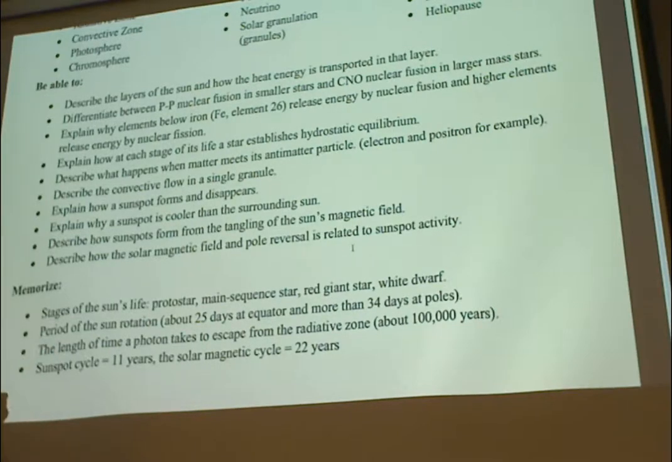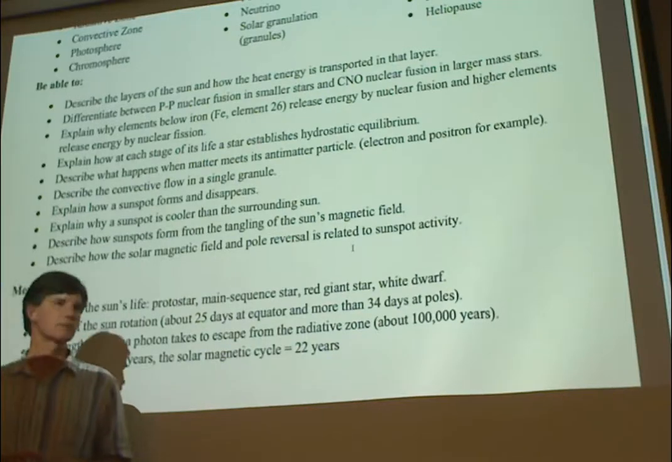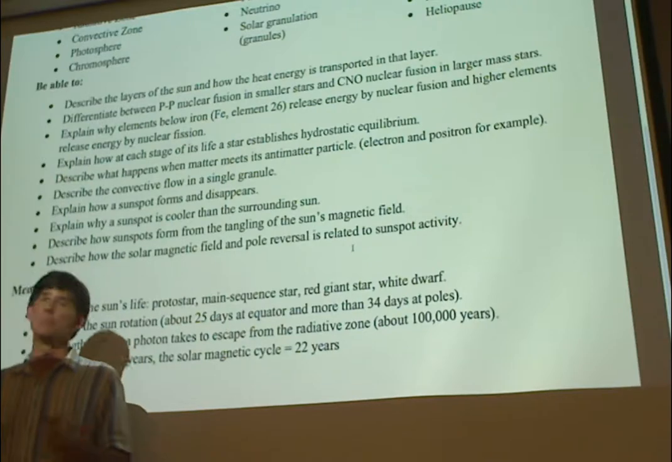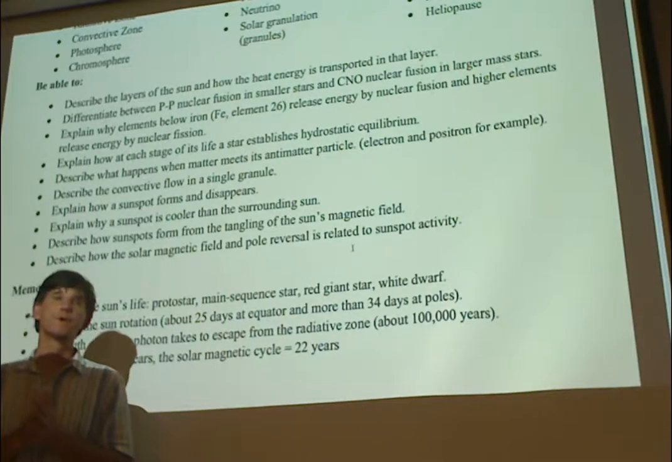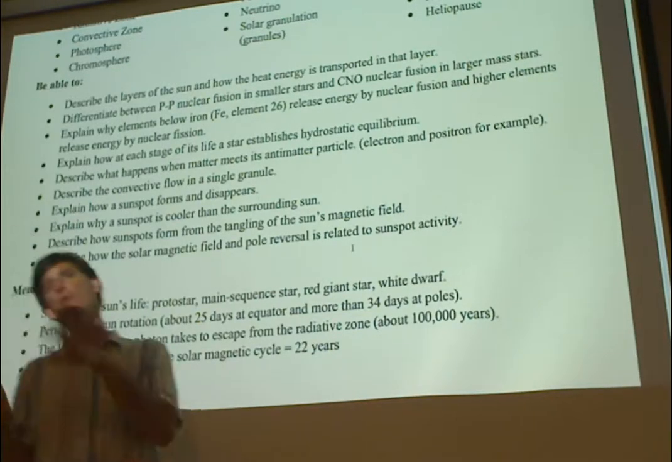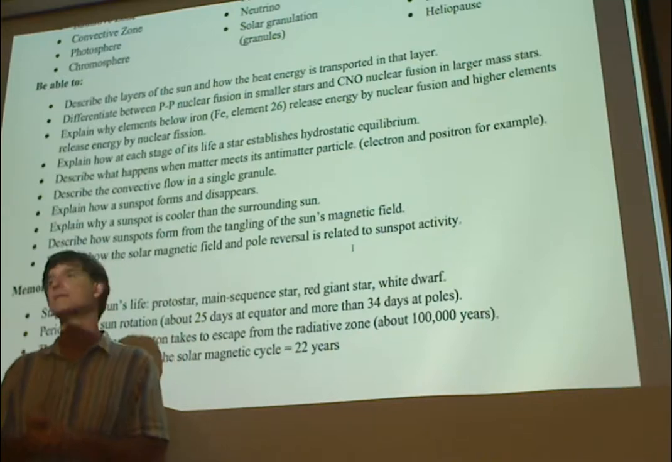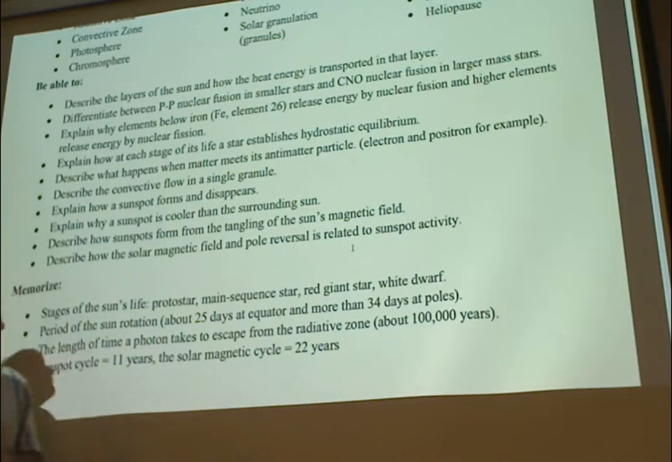So which one of them happens in stars? That's a question you should know. Both of them happen. But in smaller mass stars, less than 1.4 solar masses, PP is the dominant method. Above 1.4, that's a larger mass star, CNO is more effective. It turns out to be the more important way.